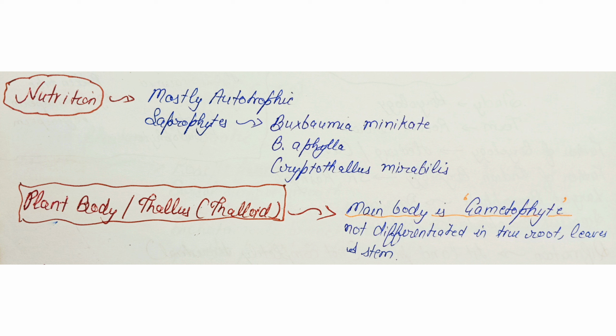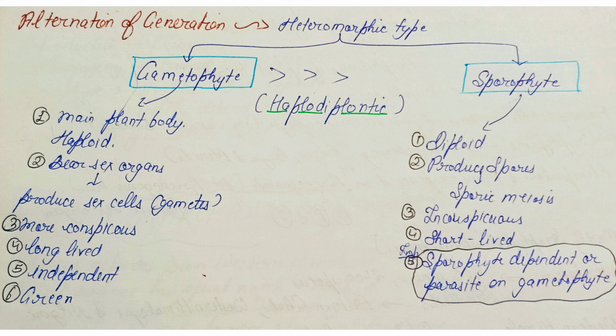In bryophytes, the main plant body is gametophytic and the body is thalloid, that is not differentiated into true root, stem and leaves. Bryophytes are heteromorphic, that is alternation of generation seen as there are two phases. This shows the haplodiploidic life cycle, in which the haploid phase is dominant over the diploid phase, that is gametophytic phase is dominant over the sporophytic phase.